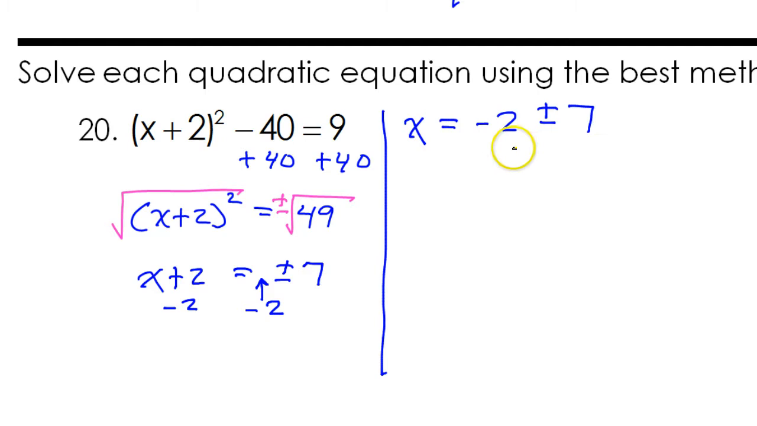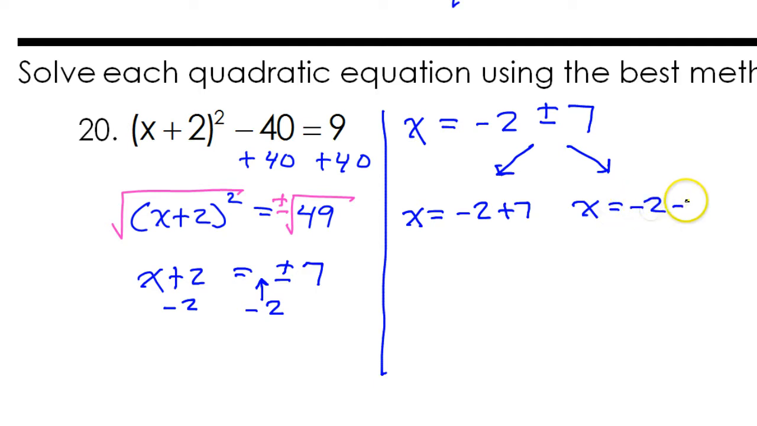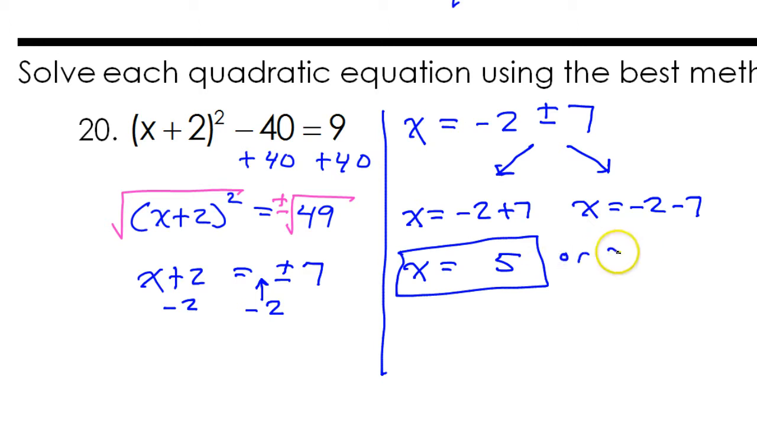Do not stop here. Got to keep going, because negative 2 and 7 can be added and subtracted. So we got to do that. So this is going to give us x equals negative 2 plus 7, x equals negative 2 minus 7. There's your plus or minus from the plus or minus. So this gives us x equals 5, or x equals negative 9. Okay, so those are the solutions for number 20.